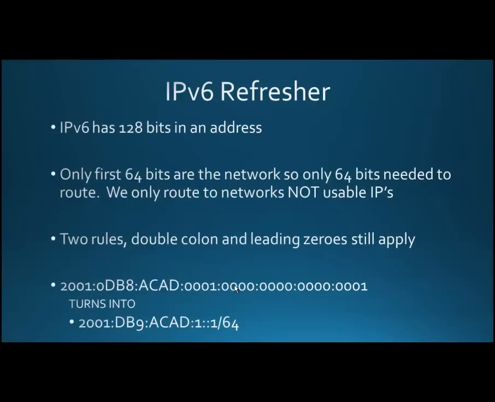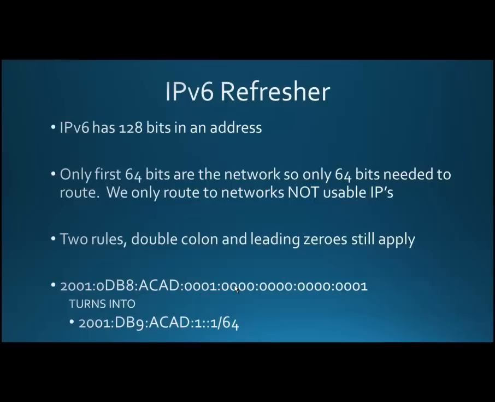All right, now we're going to move away from the routers a little bit and talk about IPv6. Remember, in IPv6, each IP address has 128 bits. The first 64 bits are the network, and the second 64 bits are the host. So we only route to networks and not IP addresses. So remember, any IP address with all zeros in the host portion is a network ID. Which means in your routing tables for IPv6, you're only going to see 64 bits because everything else is host portion.